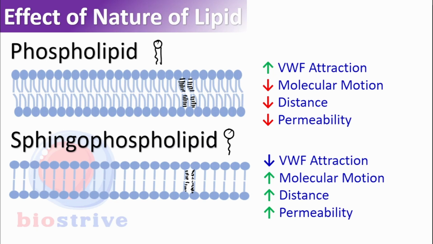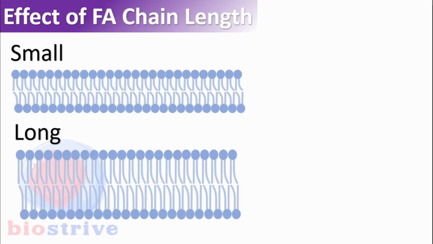Moving on to the next factor, we are again assuming the temperature to be constant. At constant temperature, what will be the effect of the length of the fatty acyl chain? If we have smaller fatty acyl chains like 16 carbon palmitic acid chains, and if we increase the chain length to 18 carbon or 20 carbon chains, changes will be observed in the case of smaller fatty acyl chains and longer fatty acyl chains. In which case will there be higher attractive forces? Let's see, we have attractive forces like this, and here in the longer chain we have attractive forces like this.